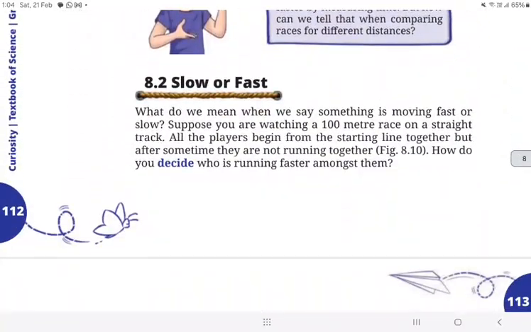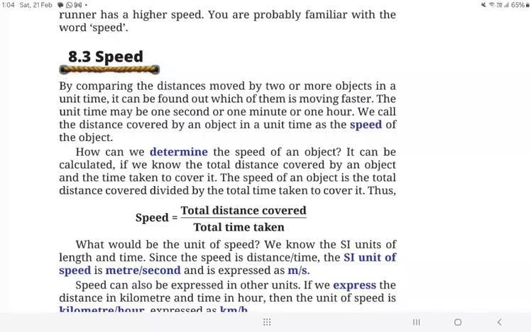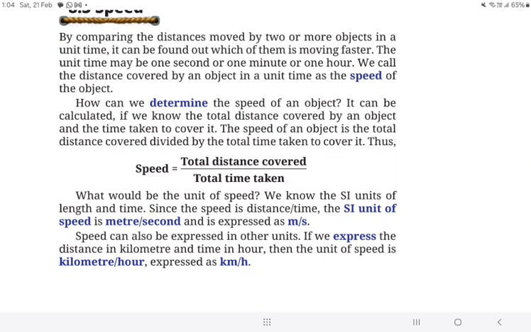Now, coming over to slow and fast. How fast a substance or an object is moving, whether it is moving slowly or fast, is described by speed. The distance covered by a particular object in a unit time is called the speed of the object. And the speed is calculated.